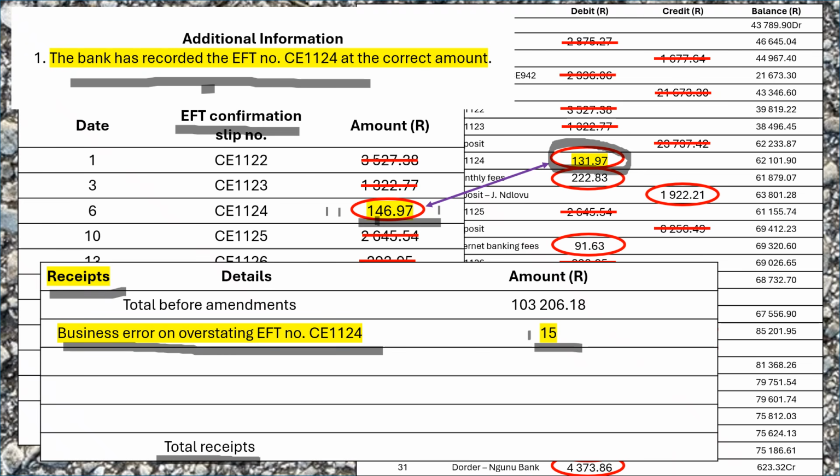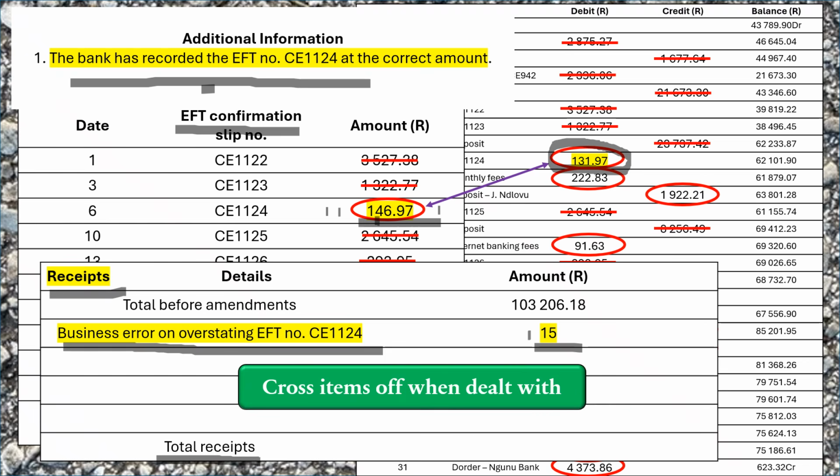Don't forget to cross off the items when we've dealt with them. So I cross off the 146, that did have a circle around it. I cross off that 131, that had a circle around it. And in the additional information up there, I go and cross it off. Because if you don't cross these things off, and you get to the end of the bank rec and go back and see what you haven't dealt with, you're going to do the same thing twice and you're going to get confused. Cross off when you've dealt with an item.